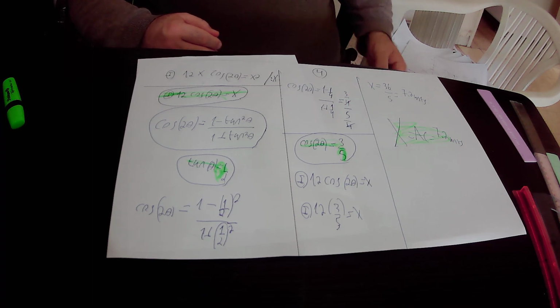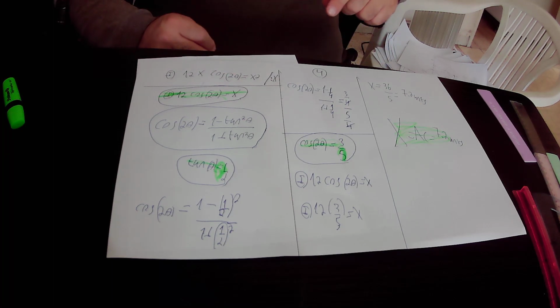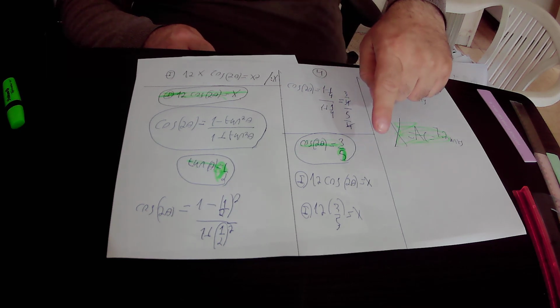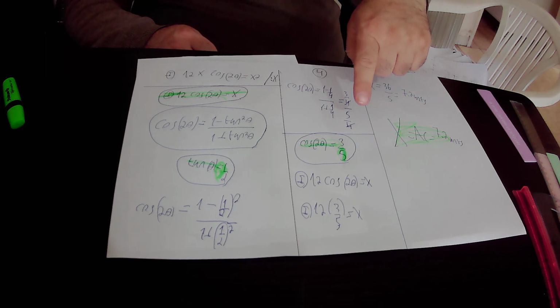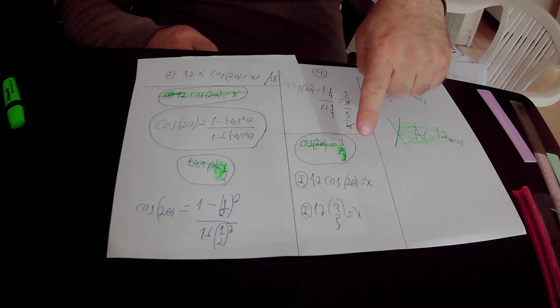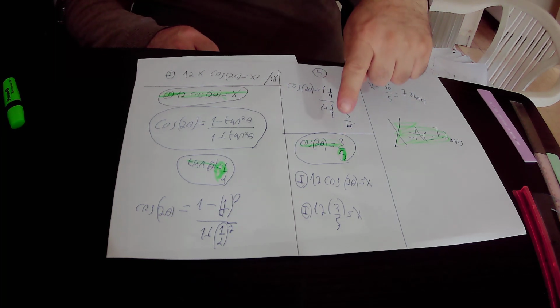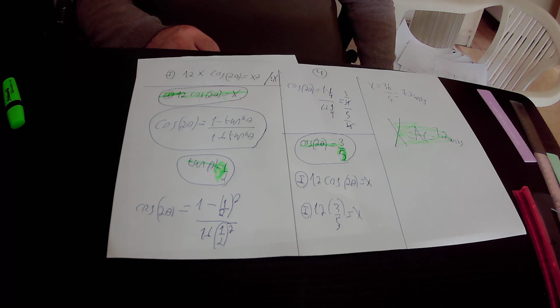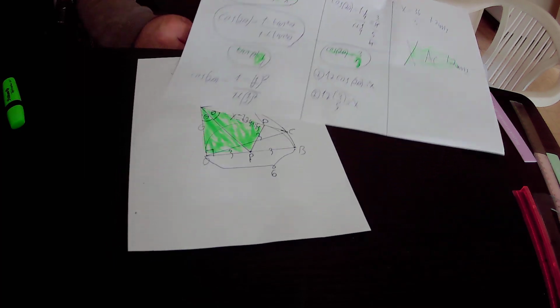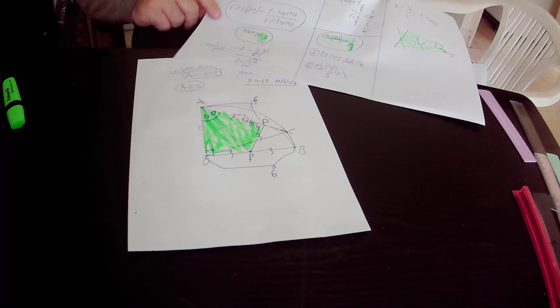Now we can substitute cosine 2 theta in equation number 1 by 3/5. According to equation number 1, 12 times cosine 2 theta equals x. So 12 times cosine 2 theta, which is 3/5, so it is 12 times 3/5, that is equal to x. 12 times 3 is 36 over 5, so x equals 36 over 5, that is 7.2 units. So in conclusion, we found that x, that is also equal to AC, is equal to 7.2 units. We finished with the first method.